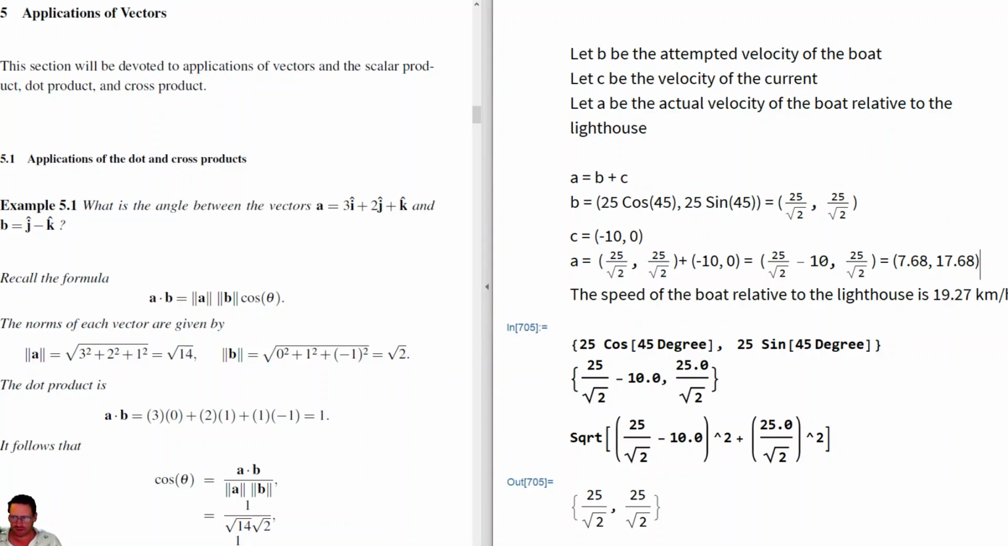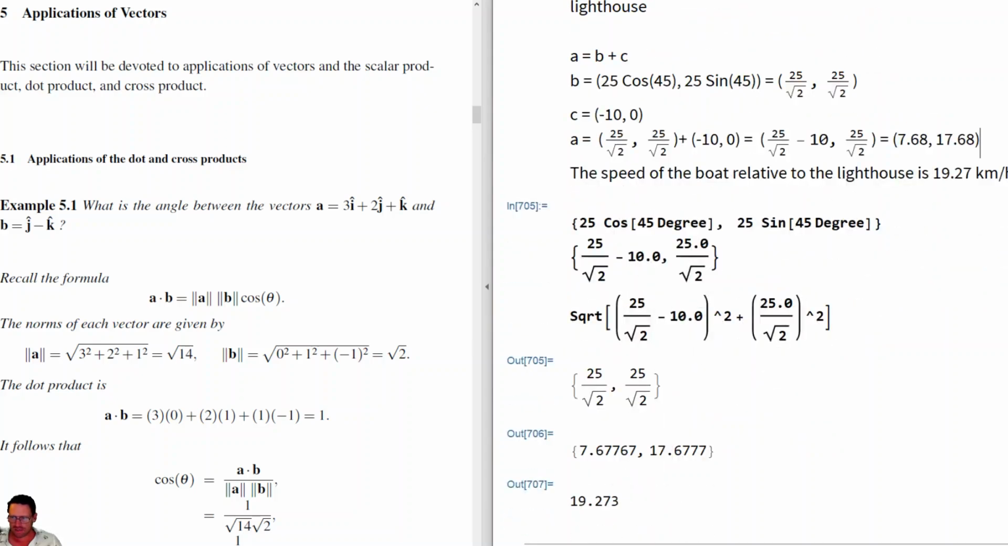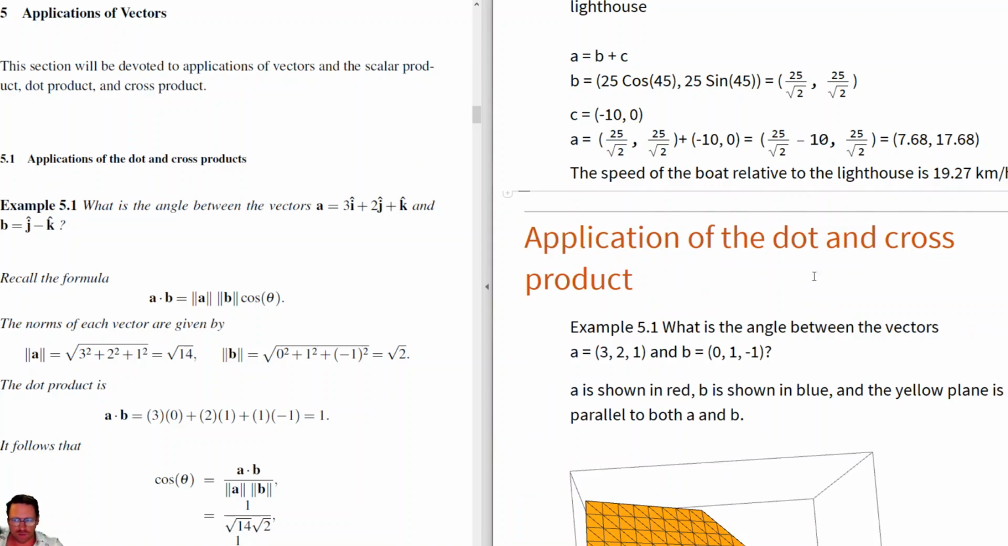Okay, so I'll cut these little calculations. And then I think we're ready to move on.